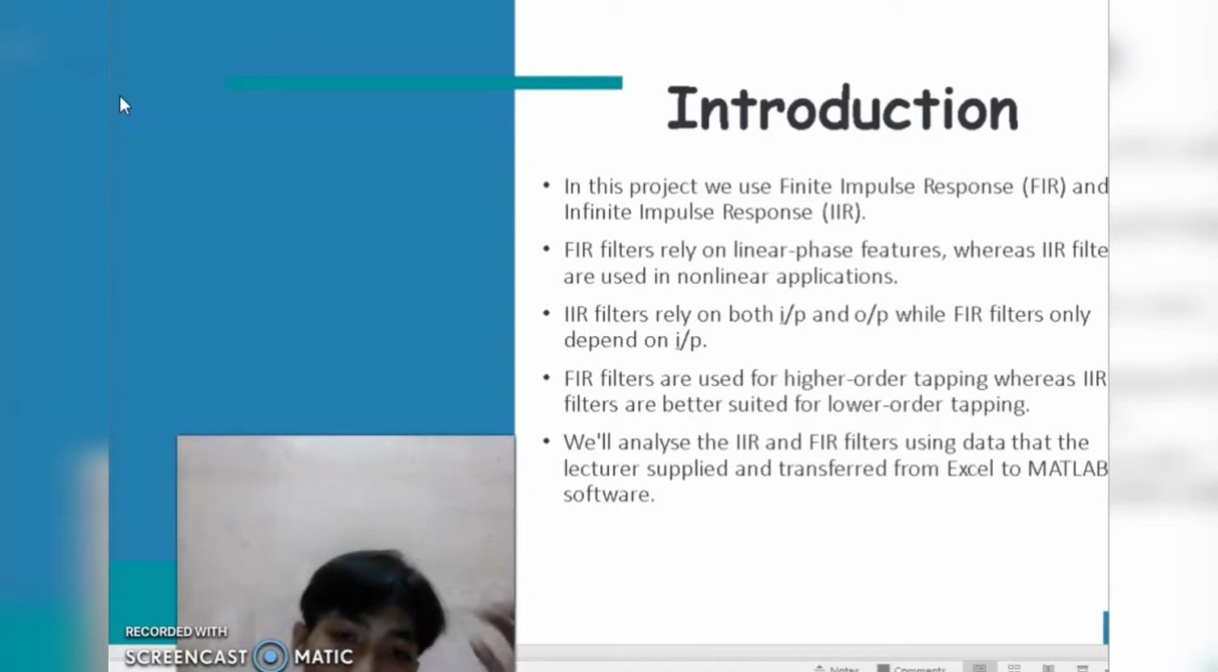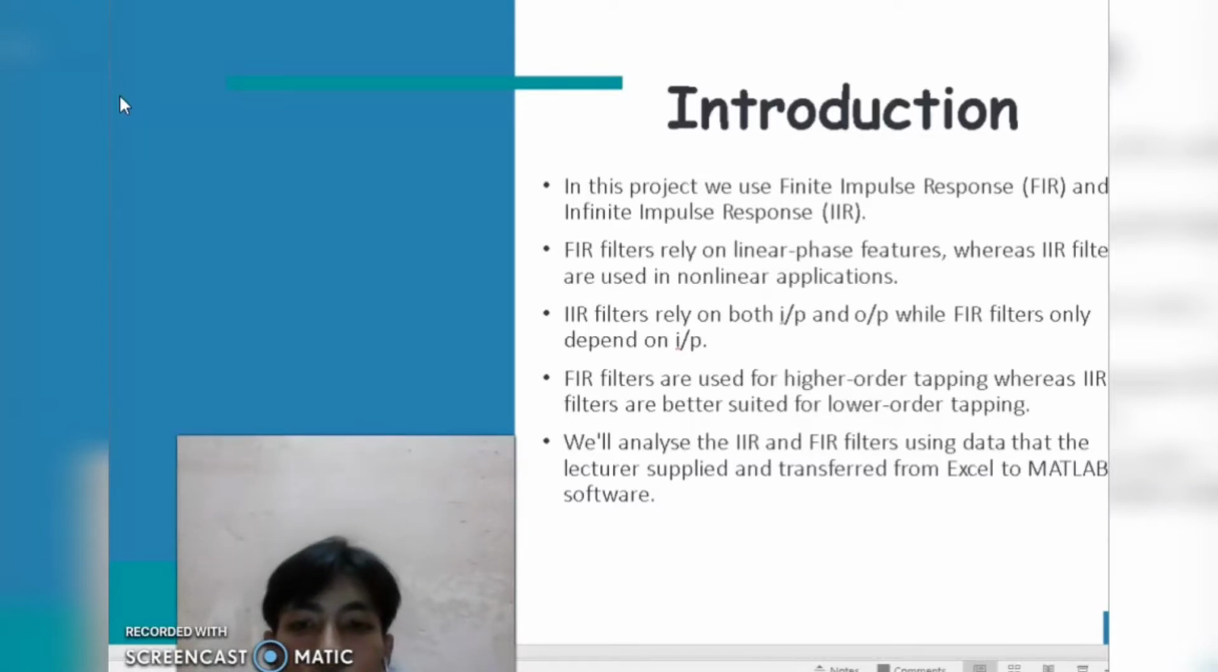The FIR filter relies on the linear phase feature, whereas the IIR filter is used in non-linear applications. Although the FIR offers significantly better latency properties than the IIR. The IIR filter relies on both input and output, while the FIR filter only depends on the input.